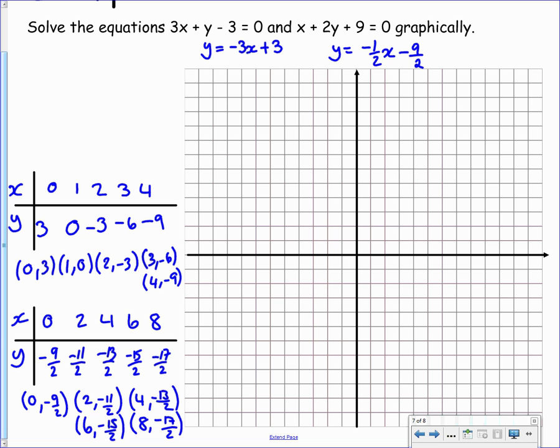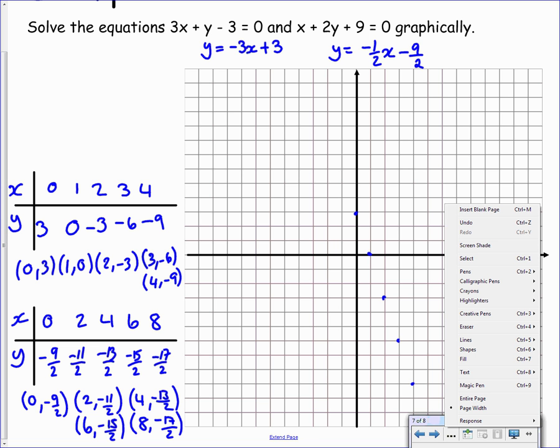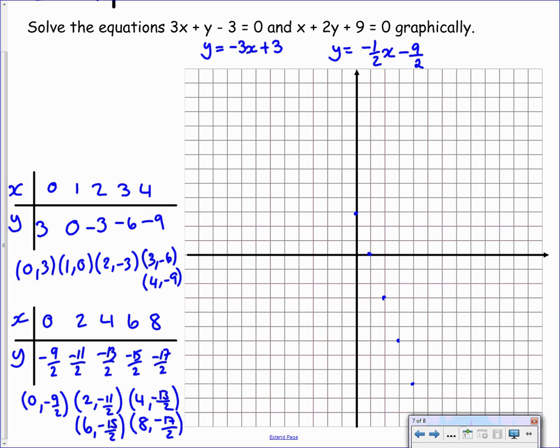So we'll start off with y equals negative 3x plus 3. So we have 0, 3 first of all. We then have 1, 0. We then have 2, negative 3. 3, negative 6. And 4, negative 9. So 4 dots that lie in a perfectly straight line. So if we insert a line again. Okay, so that is our y equals negative 3x plus 3.